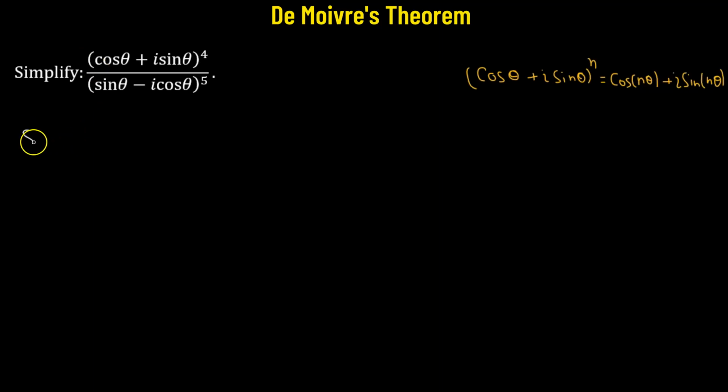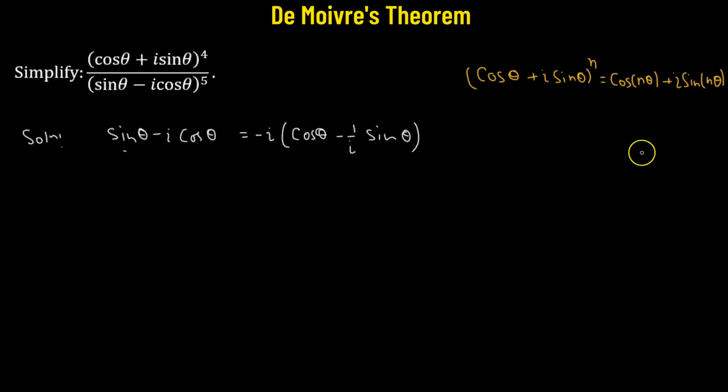Now our numerator part is fine, so we'll have to work with the denominator. Let's begin with sine theta minus iota times cosine theta. We actually need the real part to be cosine and the imaginary part to be sine, so we will take negative iota as the common factor. This gives us cosine of theta minus 1 over iota times sine theta. Now we'll need to simplify negative 1 over iota.